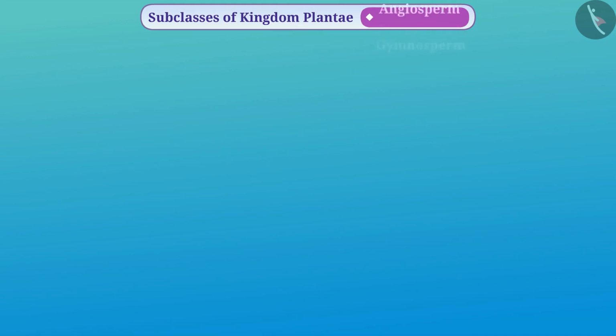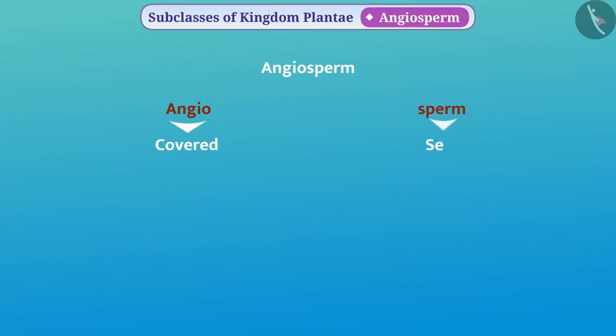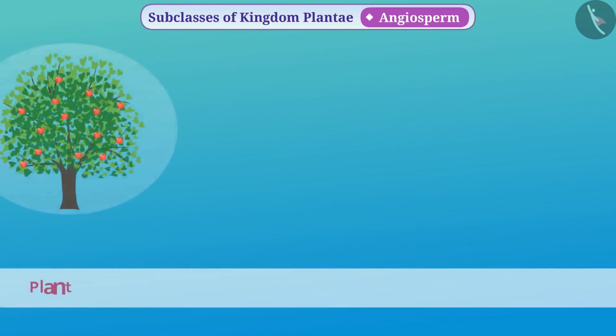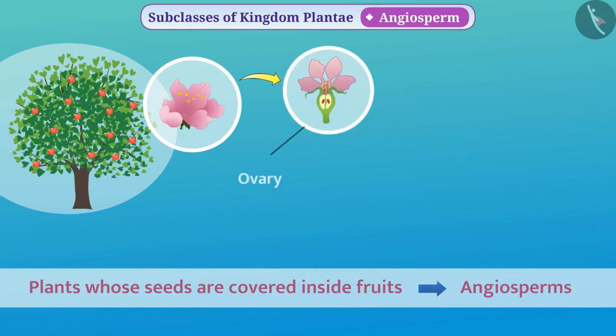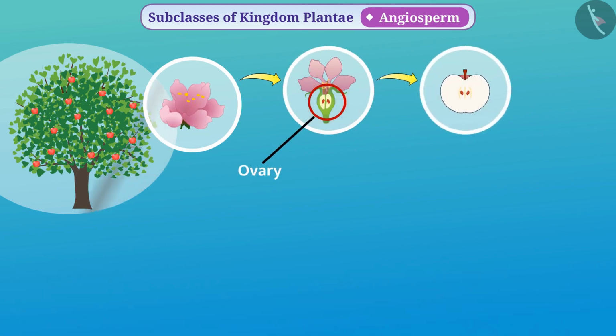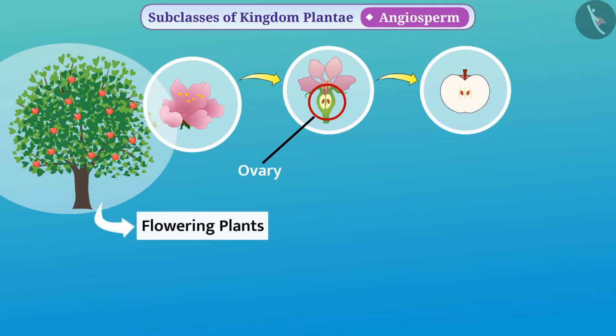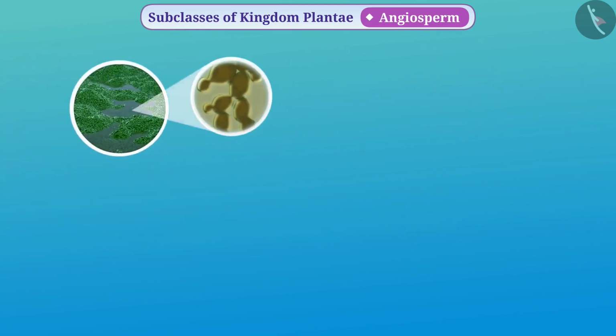Now, let's understand angiosperms. The word angiosperm is made up of two Greek words, angio, meaning covered, and sperm means seed. In this way, plants whose seeds are covered inside fruits are called angiosperms. The main feature of these plants is the presence of flowers. Their seeds develop in the ovaries of flowers which later take the form of fruits. Hence, we also call these plants as flowering plants. They are the largest class of plants. These range from small plants such as Wolffia to giant trees such as Eucalyptus.